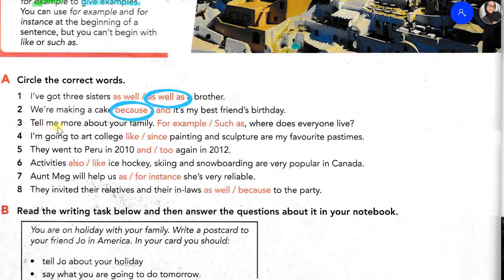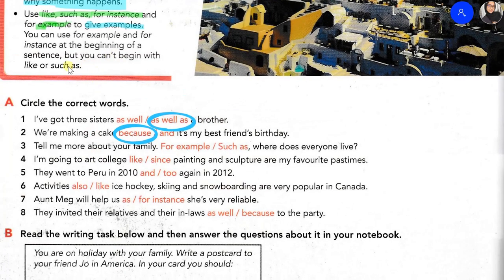Next, number 3, tell me more about your family. For example, or such as, where does everyone live? So, the linking word is in the beginning of the sentence. You cannot use like or such as at the beginning of a sentence. So, you can only use for example and for instance. So, the answer is for example.